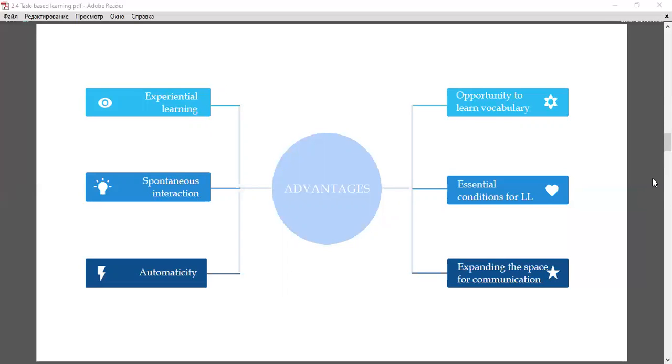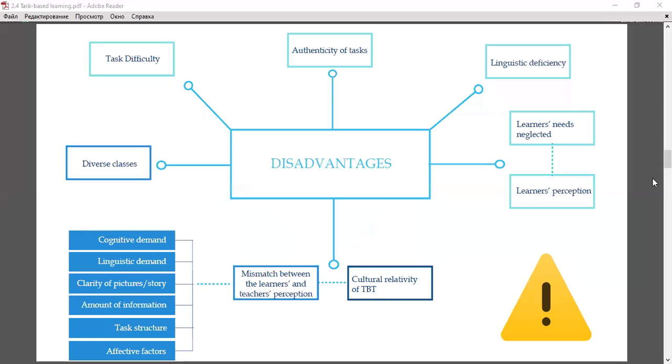And the last one, it maximizes scope for communication. It engages learners in purposeful communication and gives chance to learners to try out various communication strategies and equip their learners with language for public use. Now we talked about the advantages. Let's slightly go to the disadvantages.